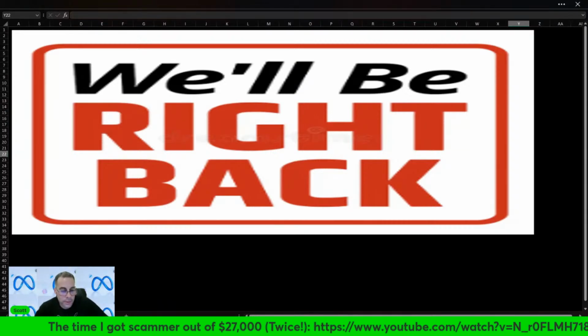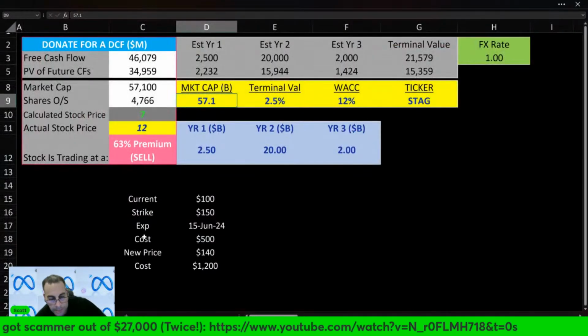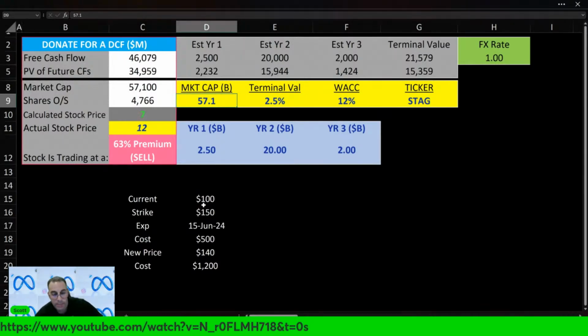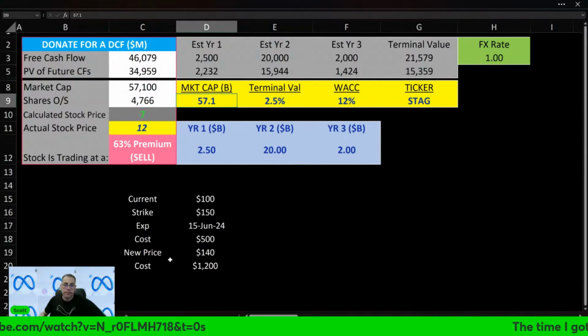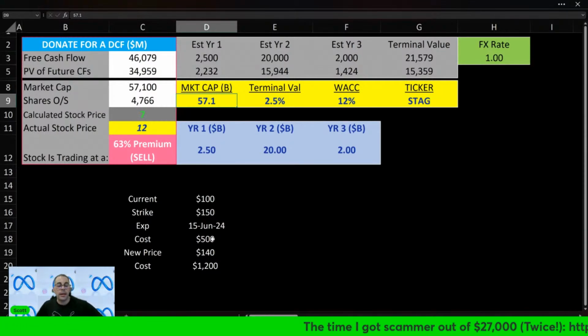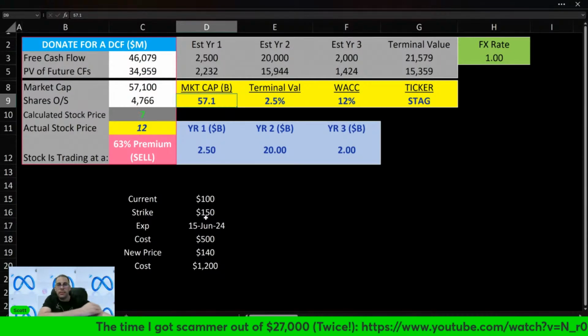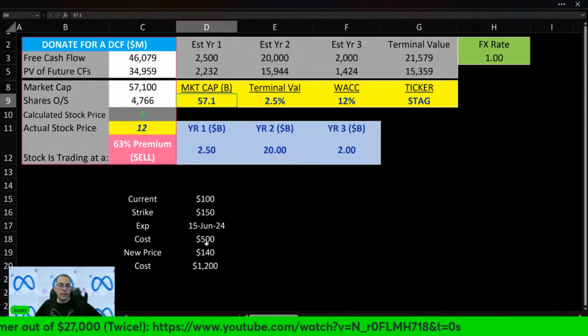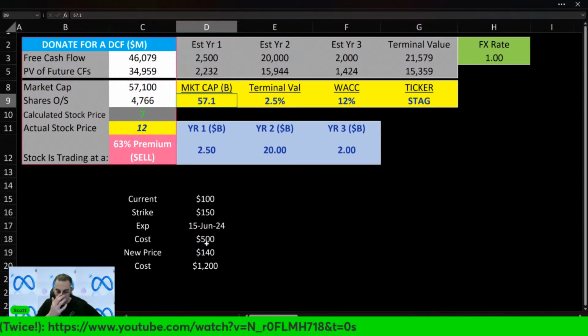The thing is, if you bought these $150 call options for 500 and the stock went up to 140, so it's getting close to your strike price, would you sell the contracts, or would you wait to see if it goes up a lot more?